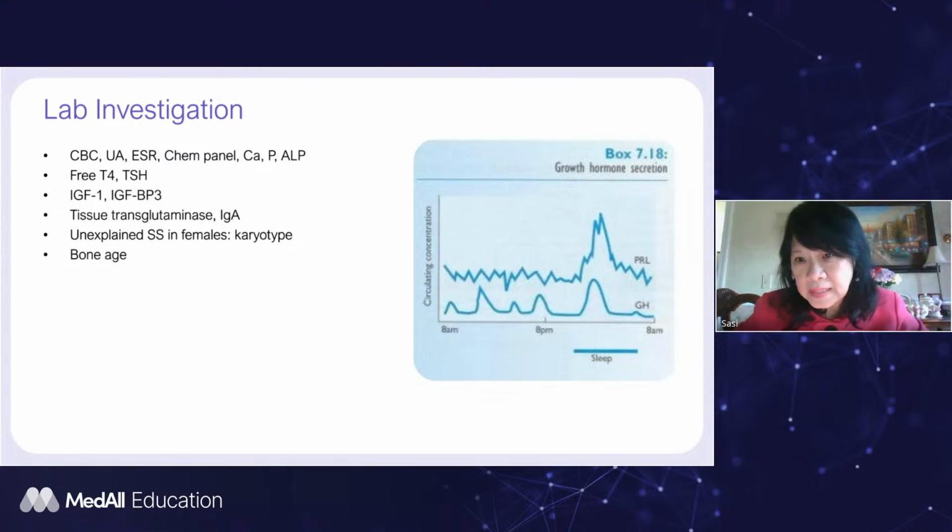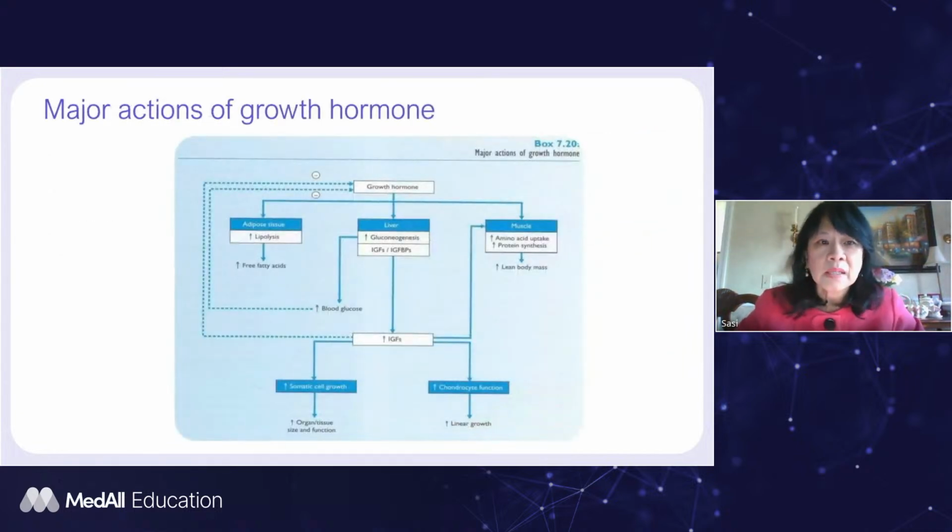The diagram on the right is to show you that because growth hormone is released in a pulsatile pattern, it goes up and down throughout the day and peaks at nighttime during the deep stage of sleep. So that's the reason why we do not check random growth hormone, because the levels tend to be low and it's not helpful. That's why we do IGF-1, insulin-like growth factor 1, and IGF binding protein 3 as screening tests for growth hormone. So I'd like to show you the major actions of growth hormone, that it acts in different places in our body.